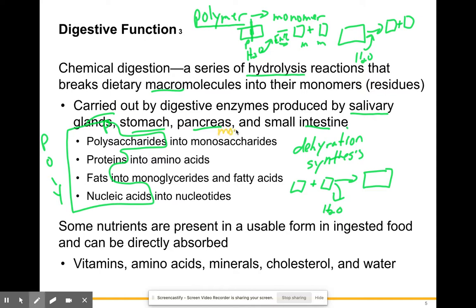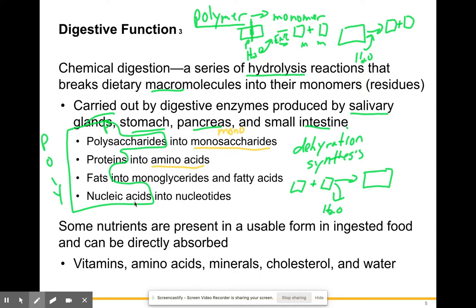A polysaccharide, the polymer, is made of monosaccharides, the monomers. So if you take a bunch of monomers and put them together, you get a polysaccharide. Amino acids are monomers. You put an amino acid together with another amino acid, you get a protein. In lipids or fats, you have something called glycerol or glycerides. You put a glyceride together with a fatty acid, and that gives you a lipid, or a fat. Nucleotides are what make up our DNA. DNA is a nucleic acid, right? So these simple monomers become polymers when you add them together.